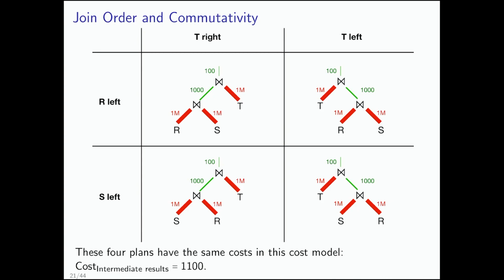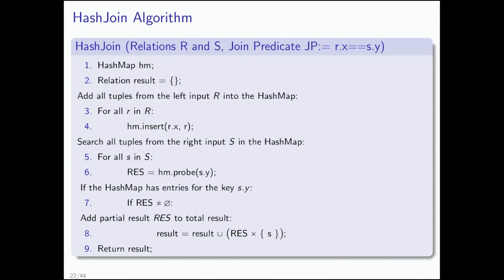However, then there is reality. And in reality, you will eventually use an algorithm. And here's one of the most important join algorithms that's used in practice. It's relatively easy to understand. So you have two relations, R and S. You have a join predicate specified on those two relations. So it's some equality predicate, R.x equals S.y, for instance. So how do you compute the join?